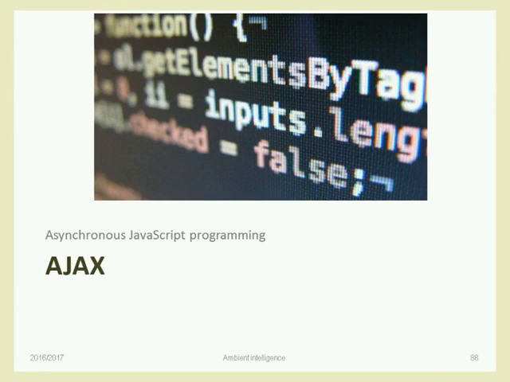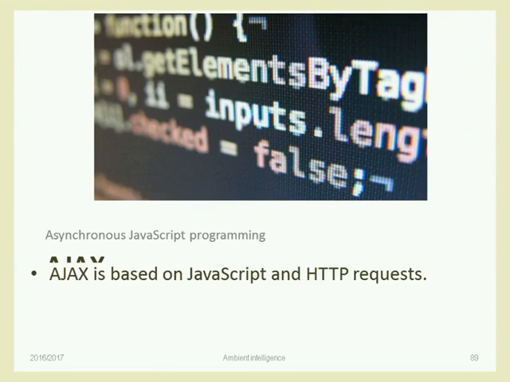So I cannot make in a page an arbitrary request to any web server in the world, only to the same web server that gave me the JavaScript in the first place. So I can call home, but I can't call anywhere else. The JavaScript code can call home when it wants, can call the same web server from which the JavaScript code was originally downloaded. So this is the limitation.